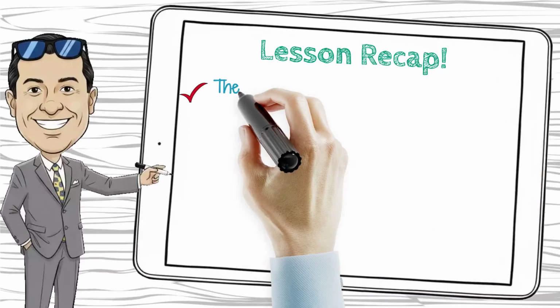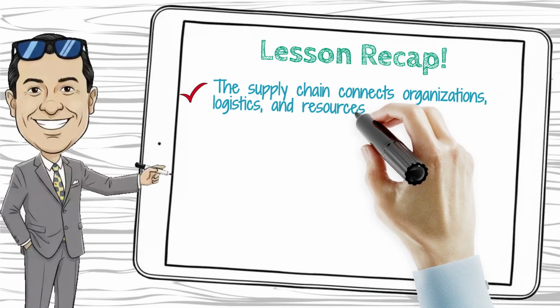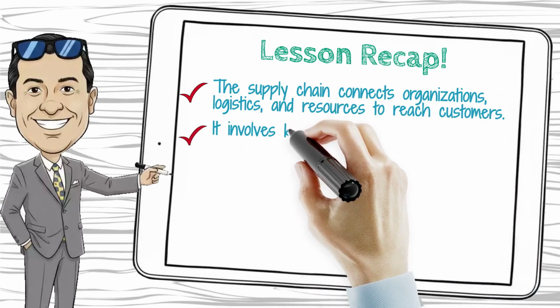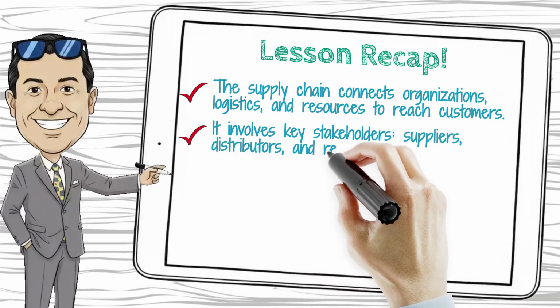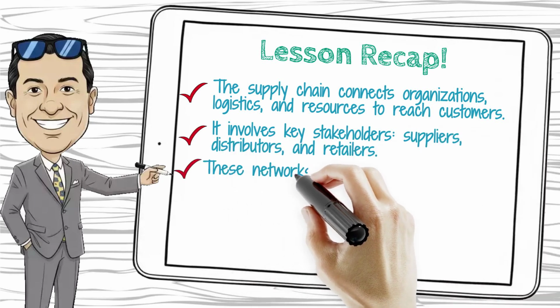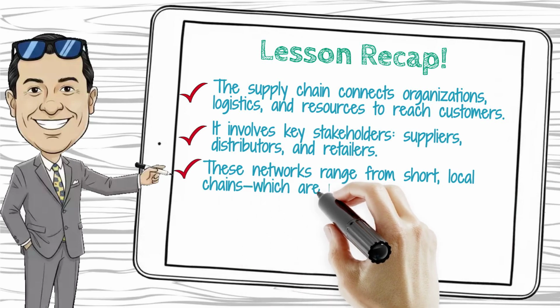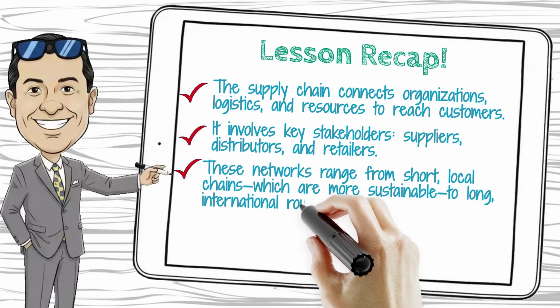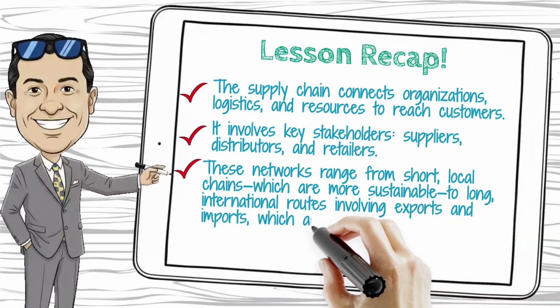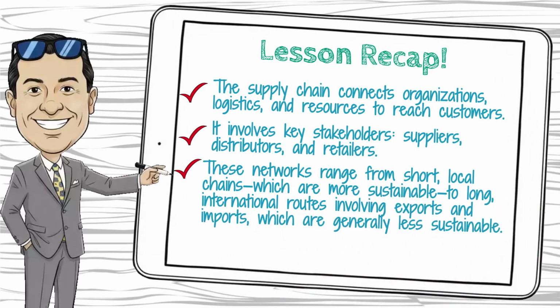The supply chain connects organizations, logistics, and resources to reach customers. It involves key stakeholders, suppliers, distributors, and retailers. These networks range from short local chains, which are more sustainable, to long international routes involving exports and imports, which are generally less sustainable.